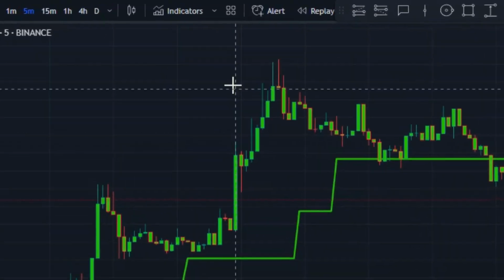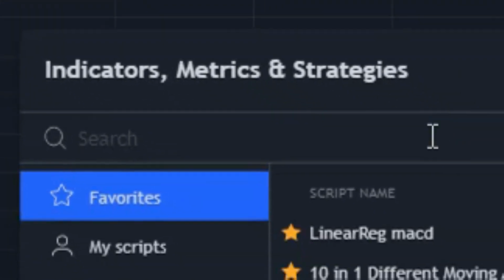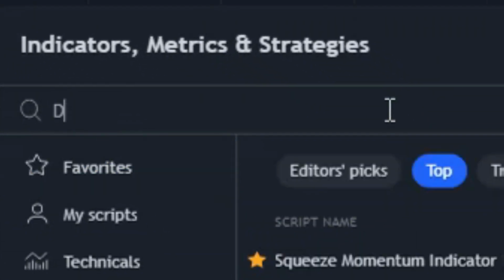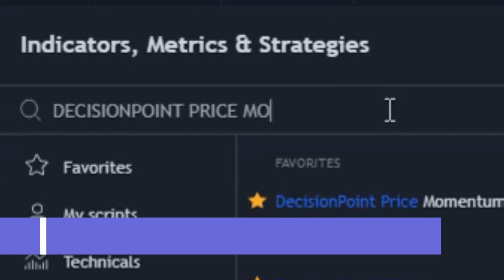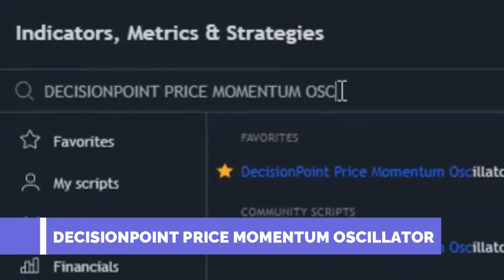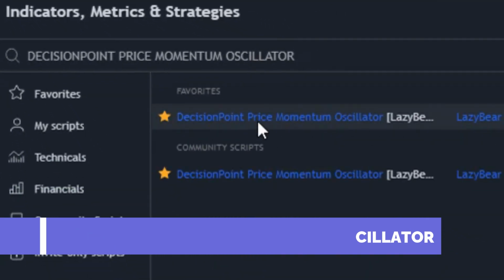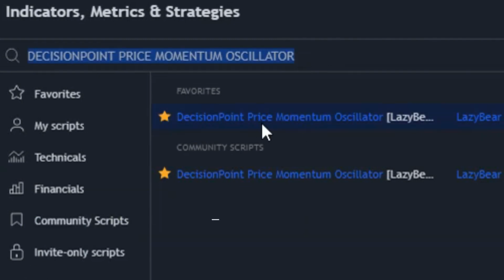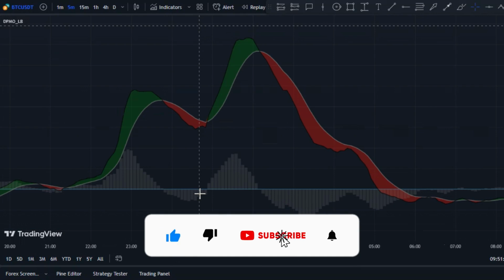Now let's head on back to the indicator section on the TradingView. In the search bar, type in decision point price momentum oscillator. We already got the other indicator, STD filter, helping us spot them long and short signals. Now we're adding this oscillator to give us an extra bit of confirmation before taking a trade. Alright, now it's time to combine this DPMO indicator with the STD filtered indicator.